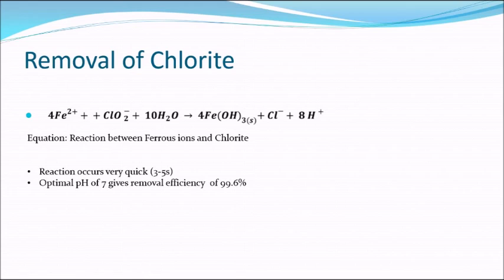It may also be noted that the reaction occurs very fast, being completed in only 3 to 5 seconds at a pH range of 5 to 7, with a pH of 7 being optimal, leading to the highest efficiency of chlorite removal at 99.6%.